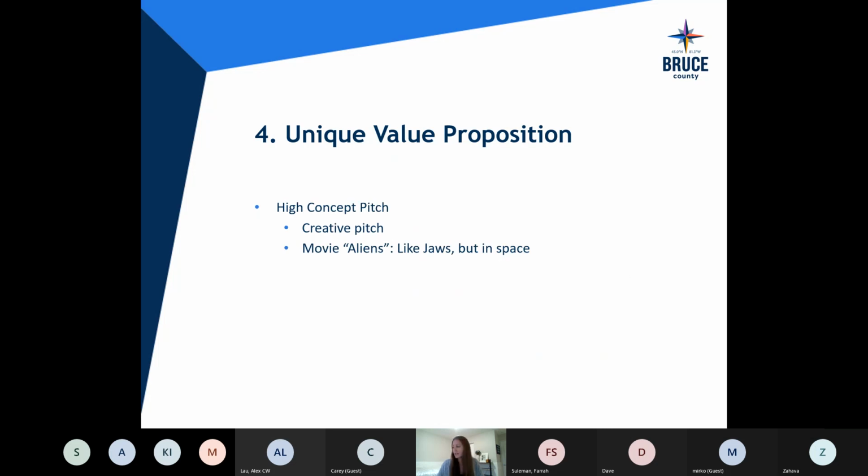At the bottom of the unique value proposition section, you'll see a section that says high level concept. This is your creative pitch. You don't necessarily have to complete this, but you might have the type of business that you can explain like that. Like Jaws, but for aliens. How unique, right? People go, oh, I know Aliens is a movie, oh, I know Jaws. No way. They all of a sudden understand that.